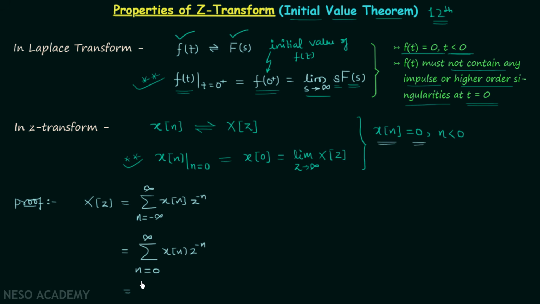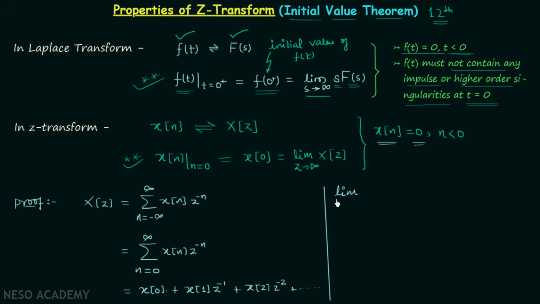Now when n is equal to 0, we will have x[0] multiplied to z power 0, that is going to be 1. So we have x[0] plus when n is equal to 1, we will have x[1] multiplied to z power minus 1, plus when n is equal to 2, we will have x[2] multiplied to z power minus 2, and so on. After this we will take the limit z tending to infinity on both the sides.